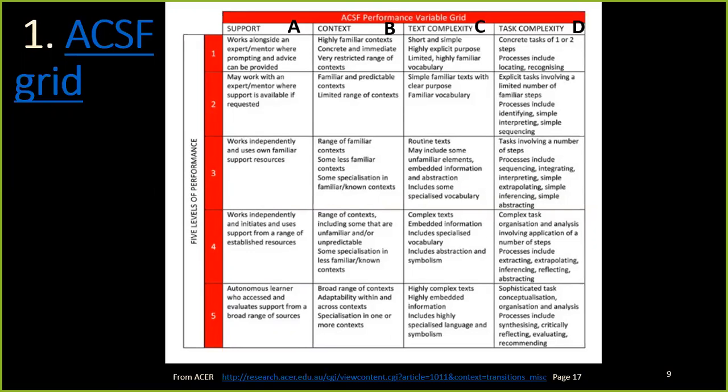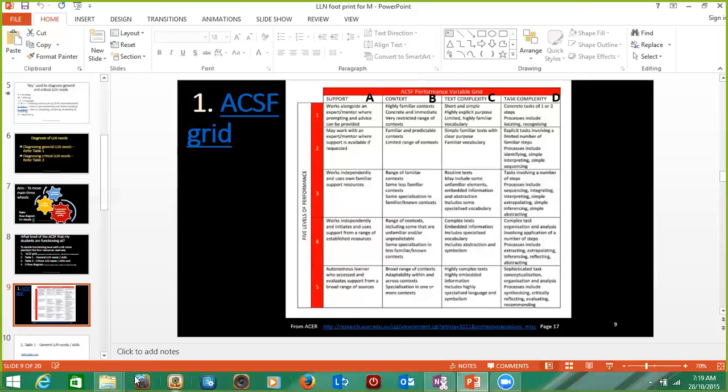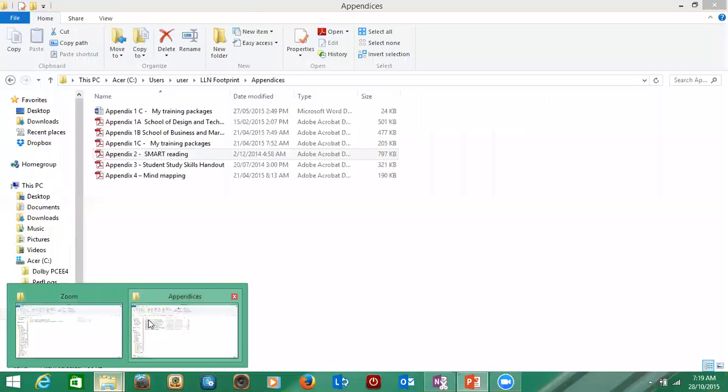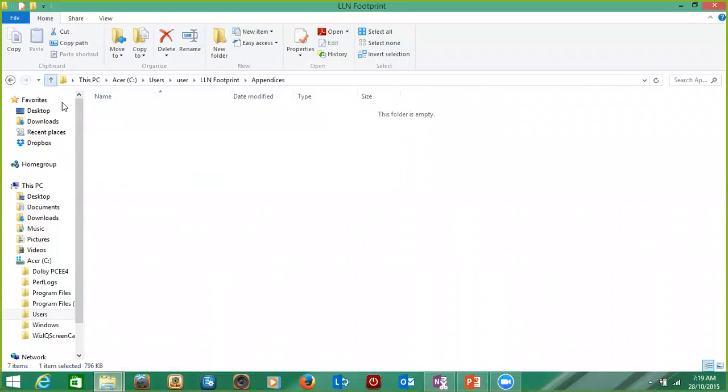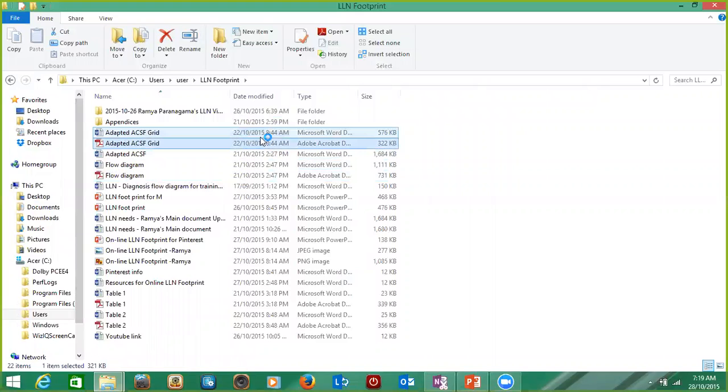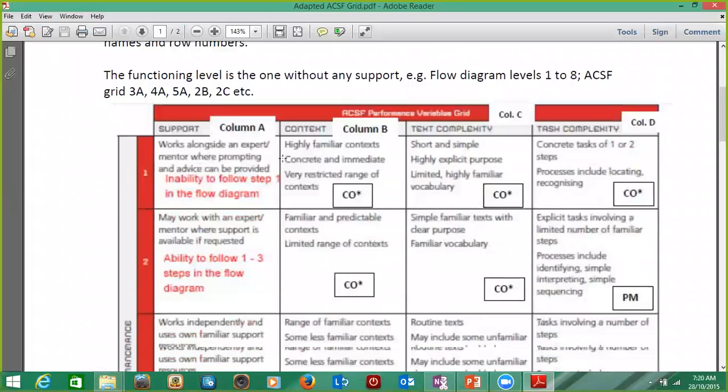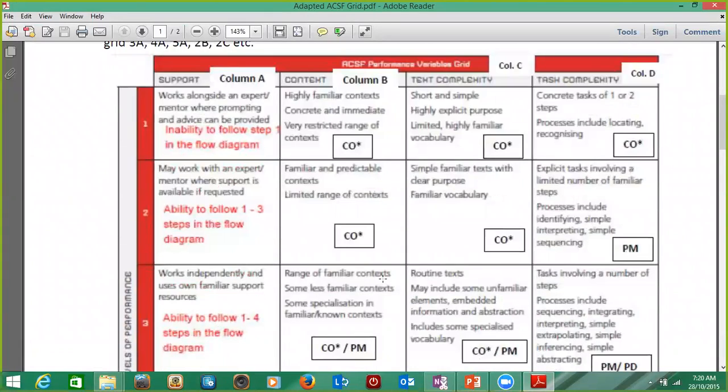So this is the Australian Core Skills Framework, but I need to show you how I adapted it to suit the story I'm going to tell. This document clearly shows what I did with the framework. Based on the columns and the rows, each rectangle has a label. The first one is 1A, 2A, 2B, 3A, and so on.